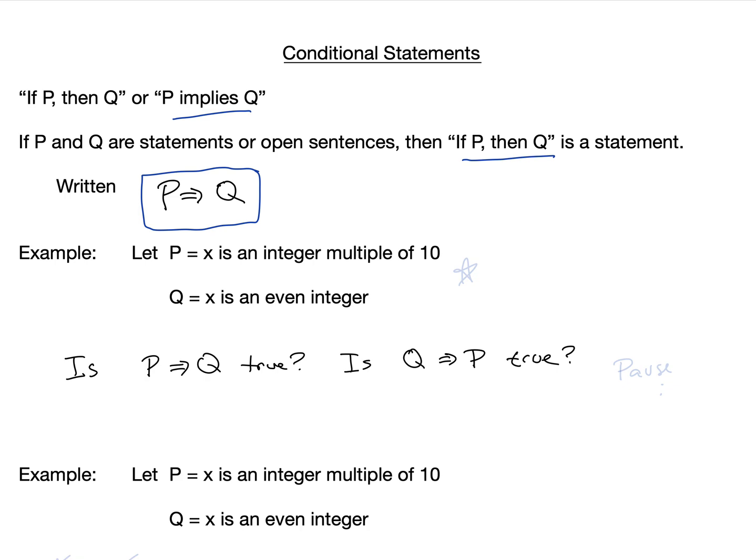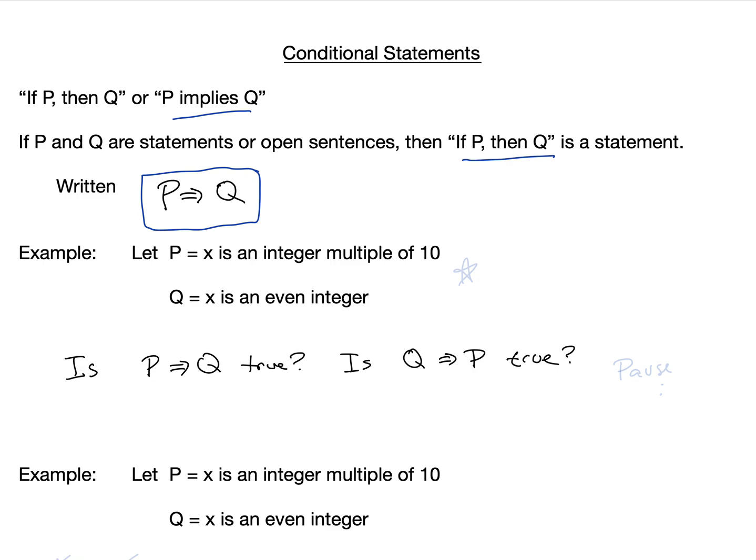As an example, let P be the open sentence, x is an integer multiple of 10, and let Q be the open sentence, x is an even integer. Now notice that neither of those are statements by themselves because each of them depends on the value of x. So for example, if x is 20, then P and Q are both true, and so on. But if x is 1, then neither P nor Q is true.